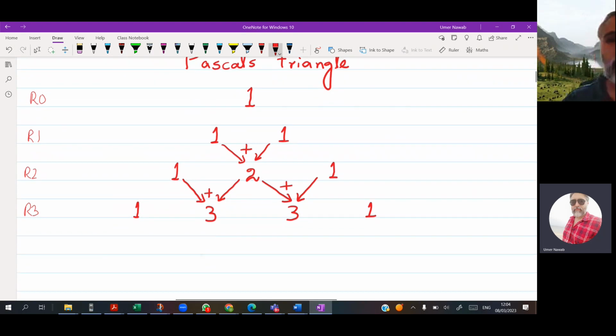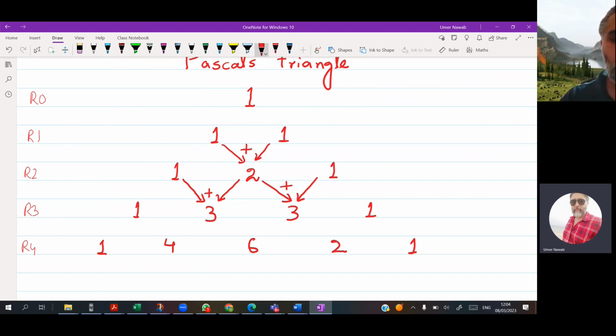Got it? Now I'm going to complete the row number 4 by writing 1 on the left and 1 on the right, a little bit further from the previous row, to the left and to the right. So 1 plus 3 is 4, 3 plus 3 is 6, and 3 plus 1 is 4, and 1.